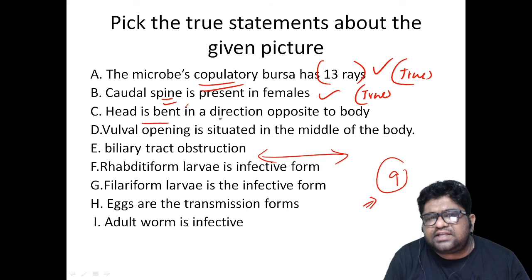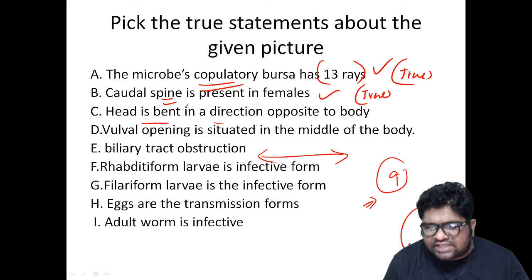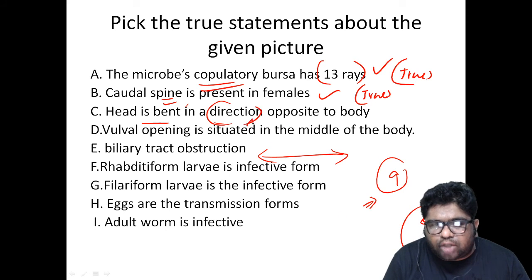But the head is bent in the direction opposite to the body is not a true statement. If I say this is being bent like this, the head also will be bent in the same direction. I am saying that it is in the same direction as the body, not opposite to it. So option C is false.